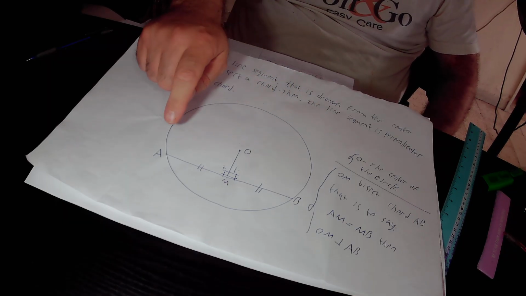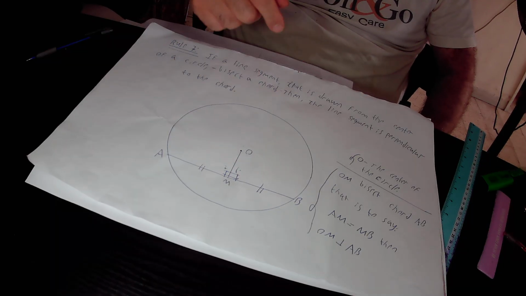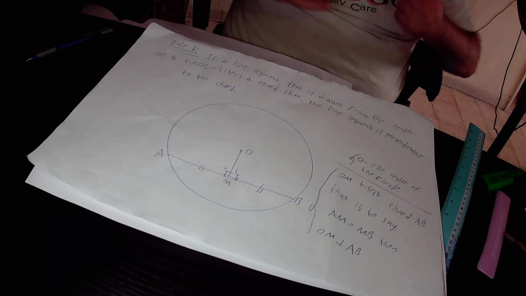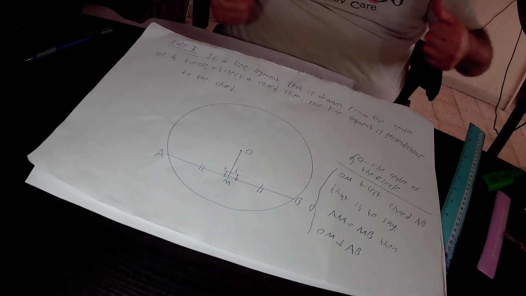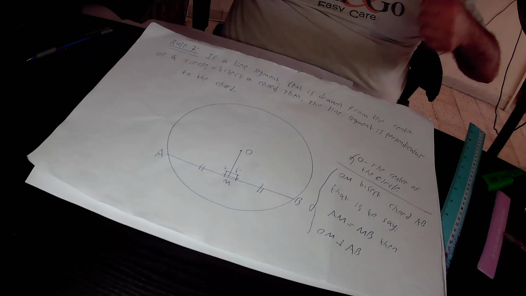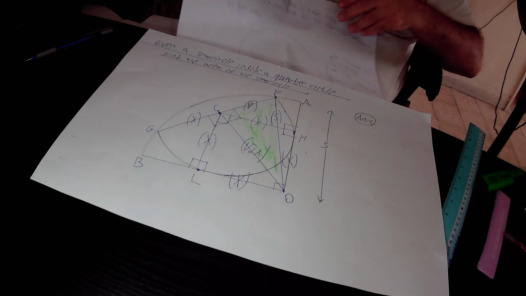If OM is perpendicular to AB, it means that this angle equals 90 degrees and this angle also equals 90 degrees according to rule 7. So whenever you have a line segment drawn from the center of the circle that bisects a chord, that line segment is also perpendicular to that chord. So we can implement rule 7 in our drawing.